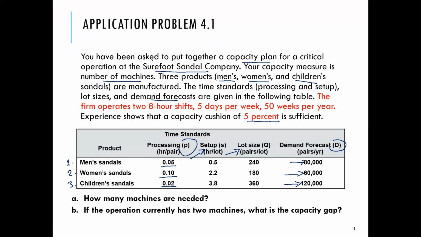So basically, if I go back over here, it says that the setup time for men's sandal is 0.5 hours, the setup time for women's sandal is 2.2 hours, and the setup time for children's sandal is 3.8 hours. When we are making children's sandals, we always make them in quantity of 360. So lot size means that when you're making these products, how many of them do you make? So we make 360 of children's sandals, we make 180 of women's sandals, and we make 240 of men's sandals.